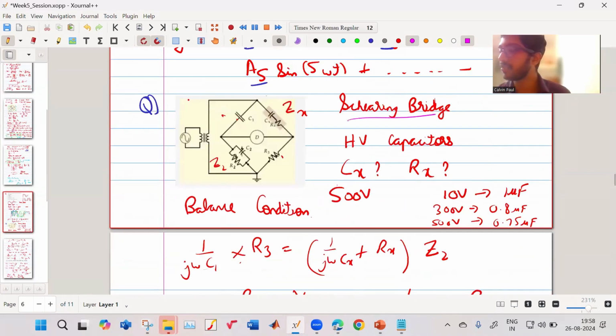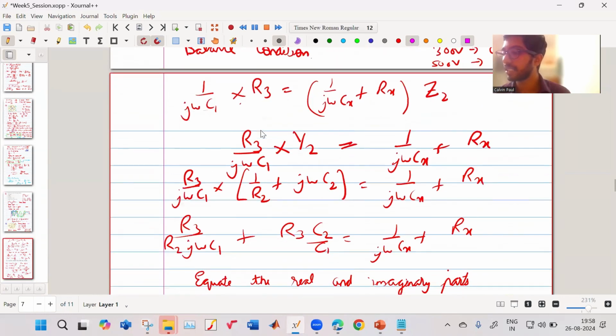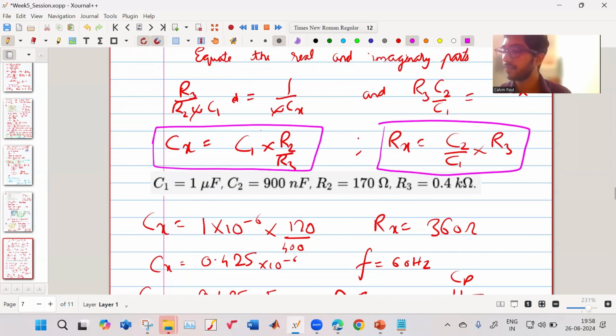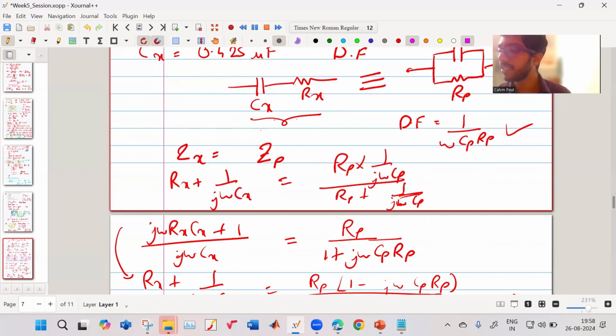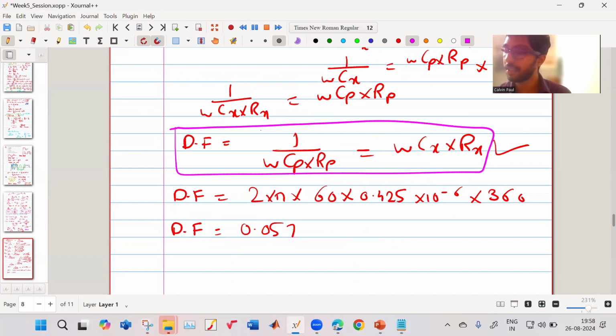Then we studied the Schering bridge, which is used to measure high voltage capacitors. We found the balance condition. These were the formulas. Then the equivalence between the series and parallel, we derived it. And we found the dissipation factor is given like this. This is very important.